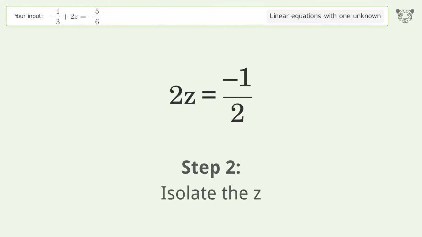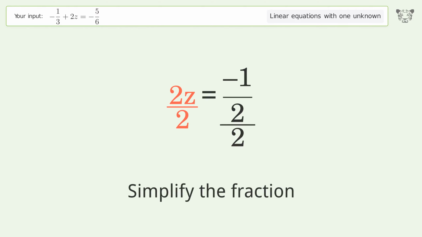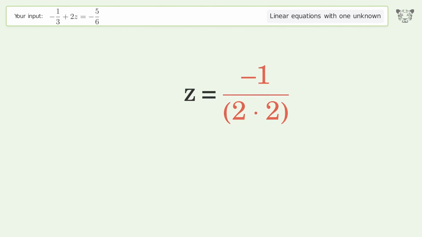Isolate the z. Divide both sides by 2. Simplify the fraction. Simplify the arithmetic. And so the final result is z equals -1/4.